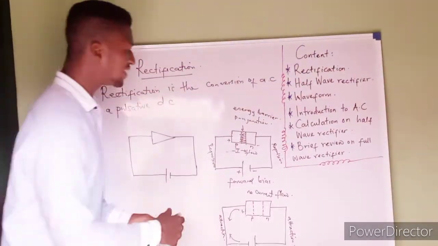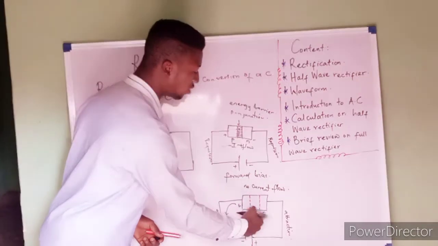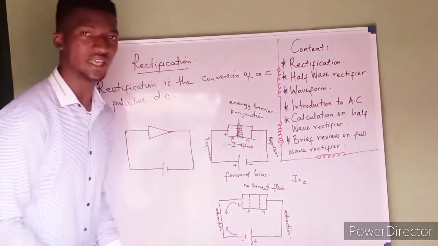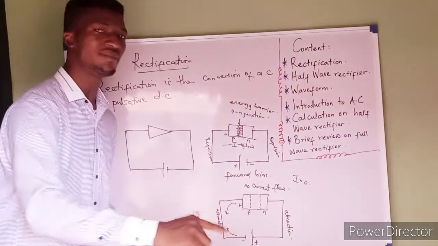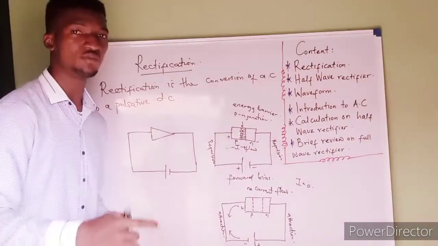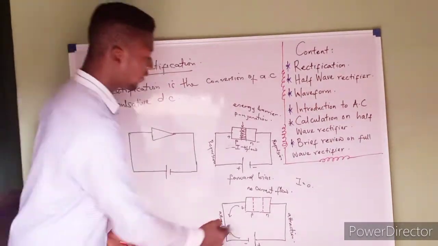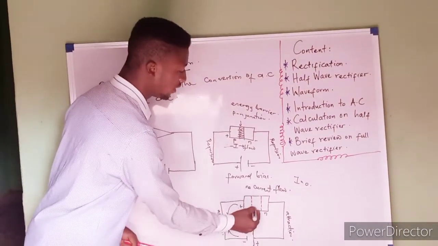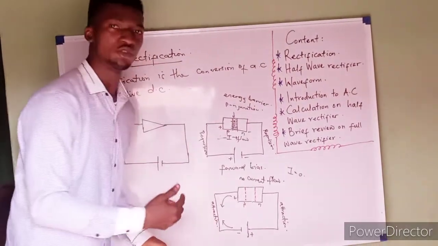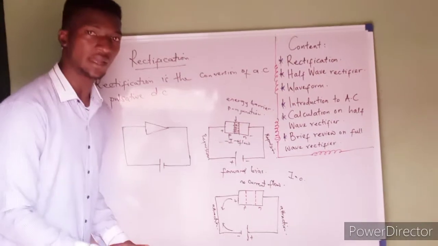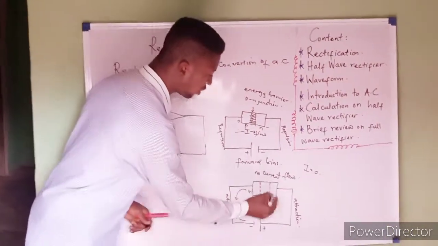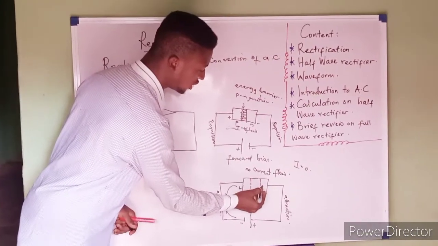But this does not mean that the current flowing across this diode is zero. Never. It does not mean that the current is zero, but it is approximately zero. The reason why I say approximately zero is because there are cases in which the electrons can actually dissociate and recombine.